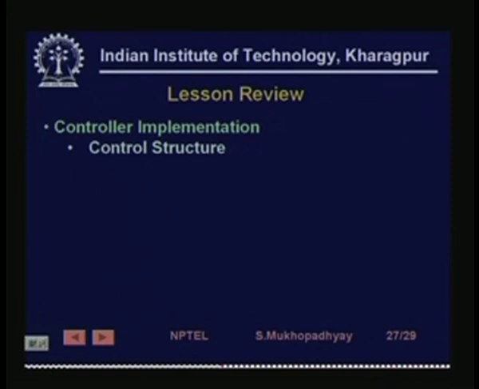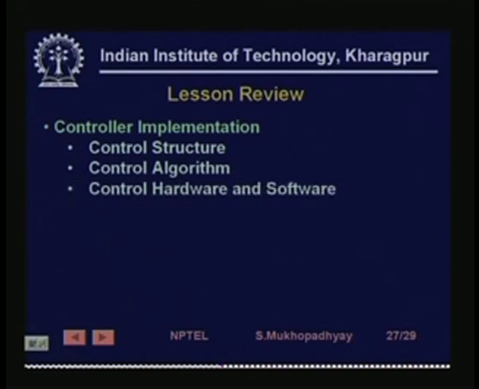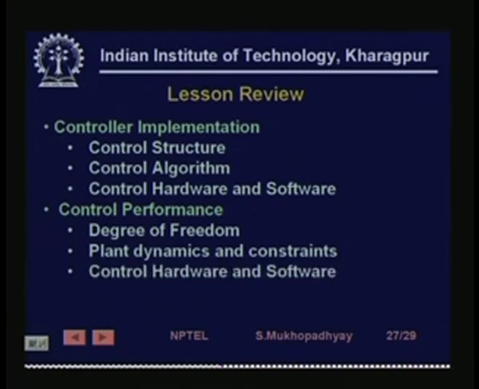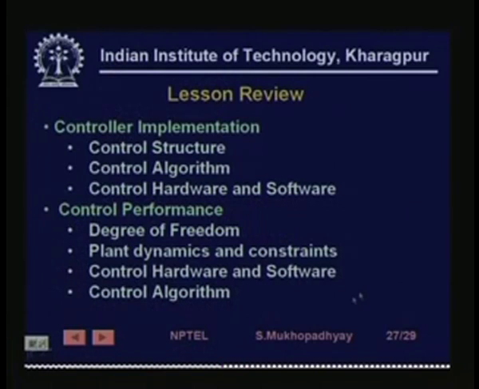So, here we have come to the review. We have reviewed controller implementation, under that control structures, control algorithms, where we have seen the PID equations, and the control hardware and software. We have also looked at control performance and seen what kind of performance can reasonably be expected to be achieved. And we have seen the various kinds of plant dynamics and constraints that can affect control performance, and we have seen the hardware and software features which will limit performance. So, that is of course algorithms.